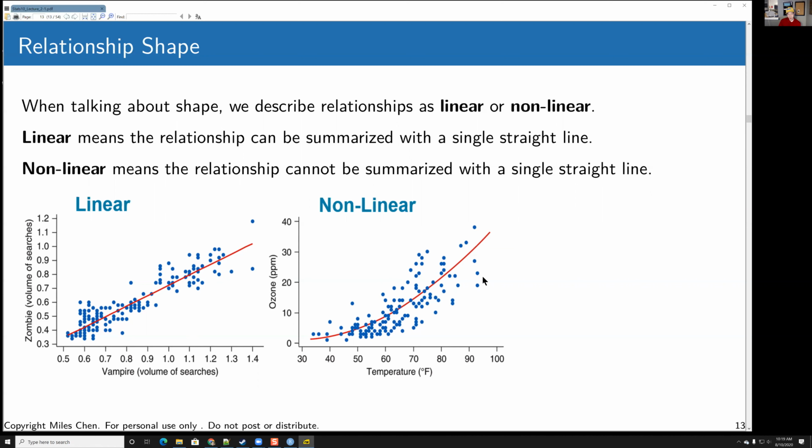Okay, over here we have a nonlinear relationship where we should draw a curve to describe the overall trend in the dots here. And this is a relationship between temperature and ozone parts per million and things like that. There's a nonlinear trend or relationship where we would not want to use a single straight line.